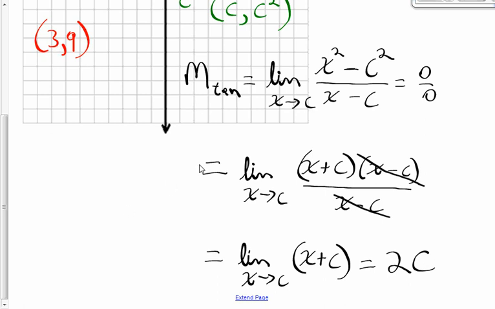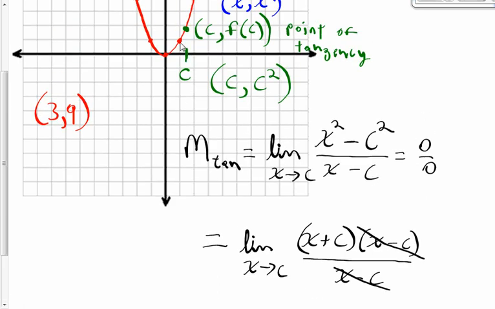So there you have it. This is the formula for calculating the slope of a tangent line at any point where x is equal to the value c, and c is just arbitrary. So this generalizes the process that we went through in that video.